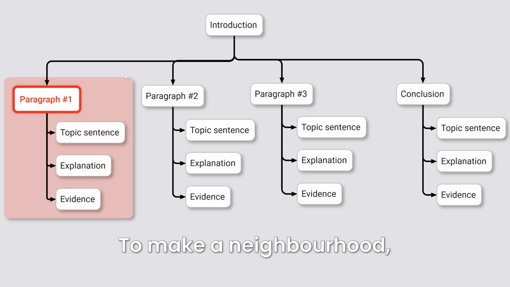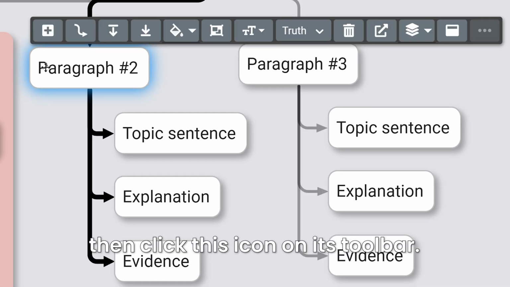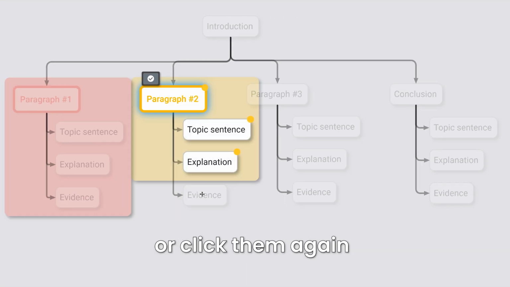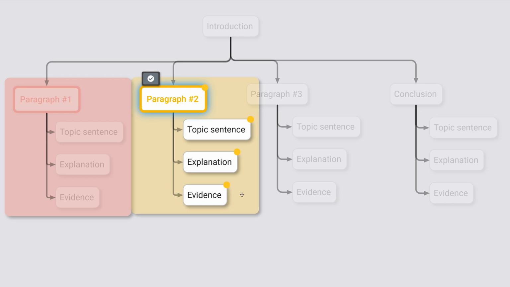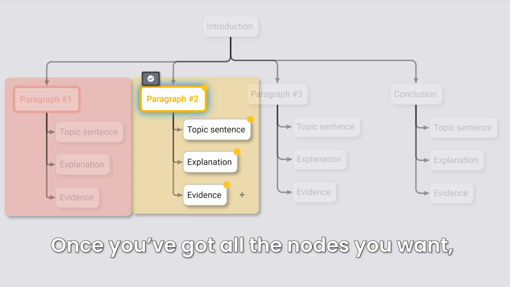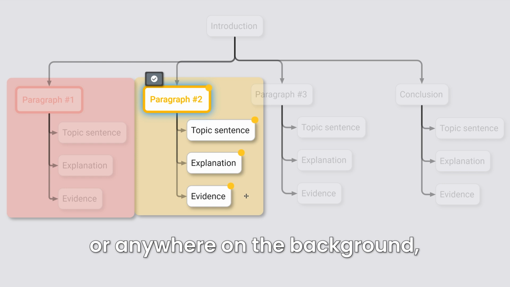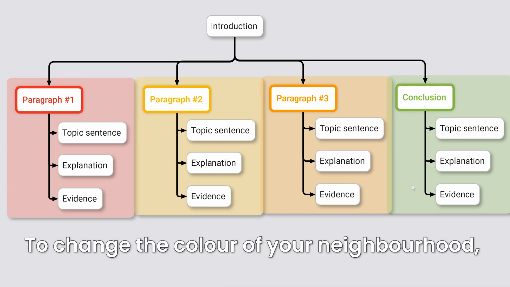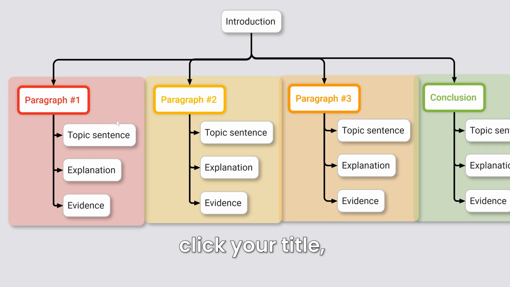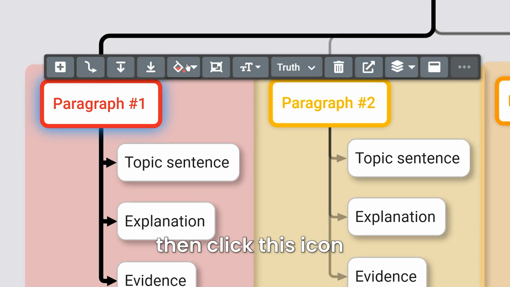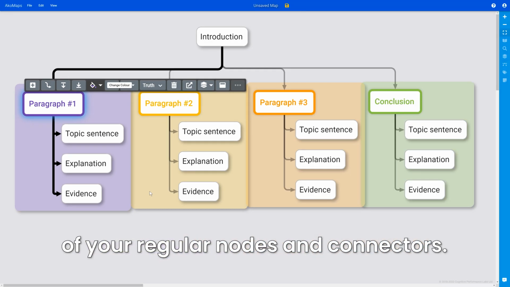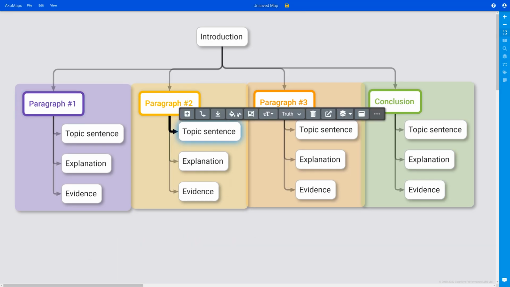To make a neighbourhood, click the topic's title, then click this icon on its toolbar. Select nodes to add them to the neighbourhood, or click them again to deselect them. Once you've got all the nodes you want, click the tick or anywhere on the background to lock your selection in. To change the colour of your neighbourhood, click your title, then click this icon and choose from the drop-down. You can also change the colour of your regular nodes and connectors.